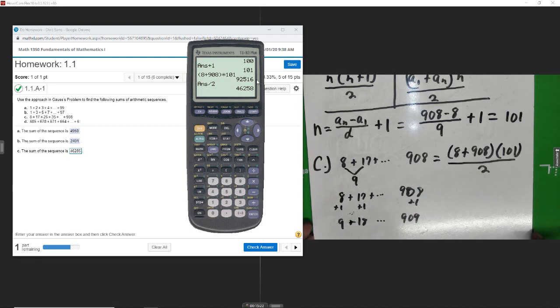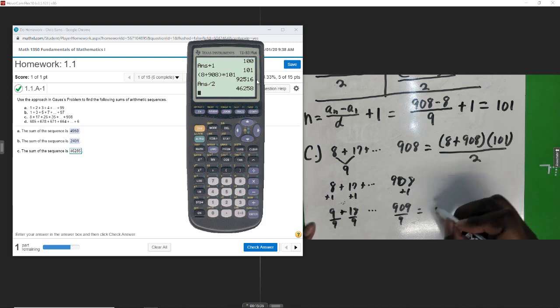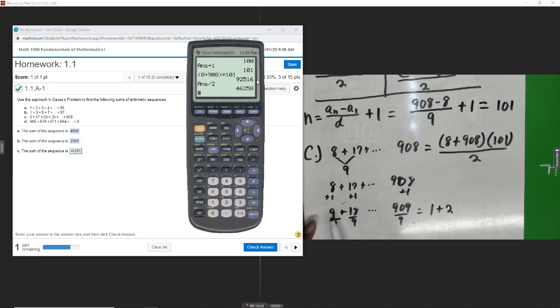Now we've shifted this pattern so that everything is divisible by 9. So now if you divide by 9, or just imagine dividing by 9, you will get a new sequence. 9 divided by 9 is 1, 18 divided by 9 is 2. So if you shift your sequence so that it starts with a number that is divisible by what you're adding each time to get to the next term, you will be able to see how many terms you have. So 909 divided by 9 still gives me 101. So we have 101 terms.